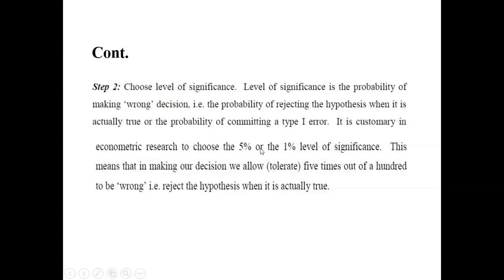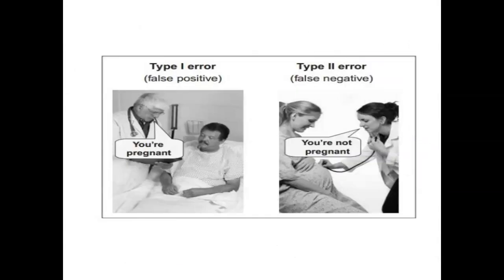So in econometric research, most of the time we choose a 5% level of significance or 1% level of significance. This means that in making our decision, we allow or tolerate 5 times out of 100 to be wrong, or to reject the hypothesis when it is actually true. So 95% is the probability of accepting the true hypothesis, and 5% is the probability of rejecting the true hypothesis. That is what the 5% level of significance means.